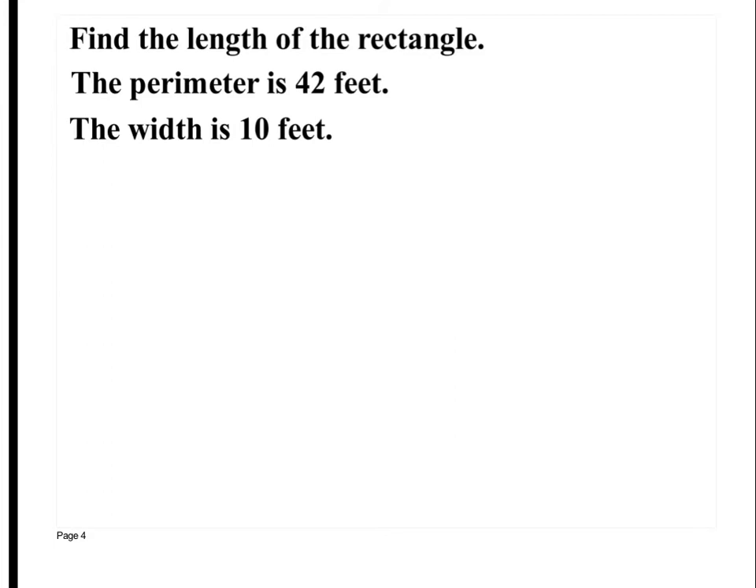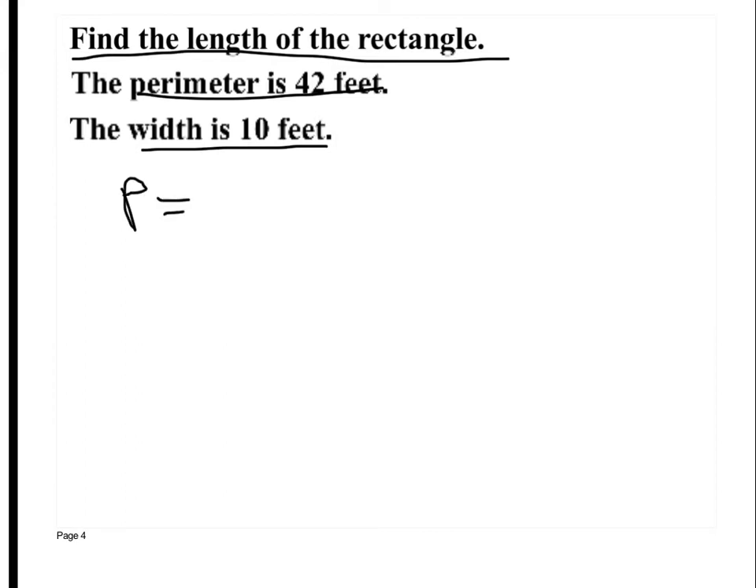Alright, this is what I want you to do. I want you to write, find the length of the rectangle. Underneath that, I want you to write P equals 42 feet and W equals 10 feet. Always write the formula that they give you first. I don't care how many times you wrote it, always write it. I will be looking for it tomorrow. What's the formula for perimeter of a rectangle? 2L plus 2W. The reason I have you write it down is so you won't get confused when you start plugging in numbers and you know exactly where they're supposed to go.